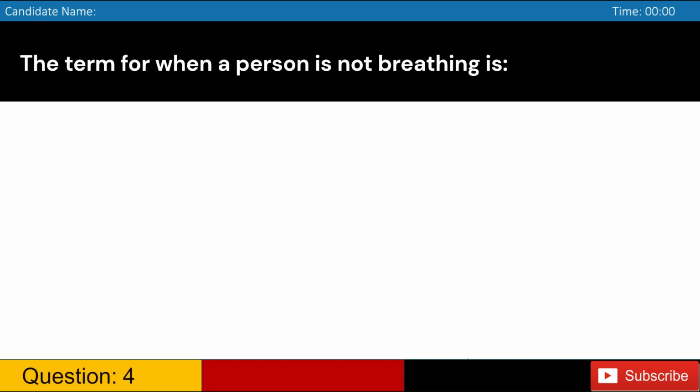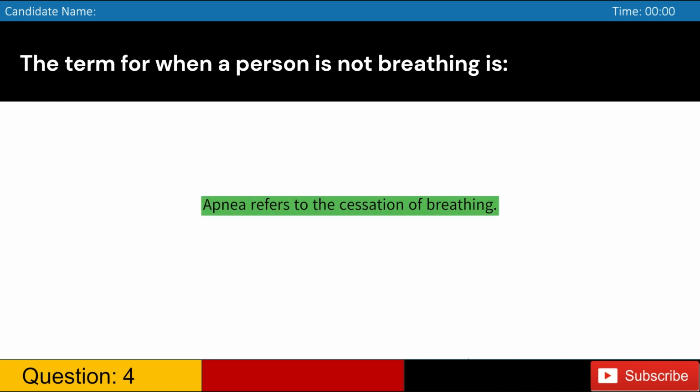The term for when a person is not breathing is: A. Tachypnea. B. Bradypnea. C. Apnea. D. Dyspnea. Answer, C. Apnea refers to the cessation of breathing.